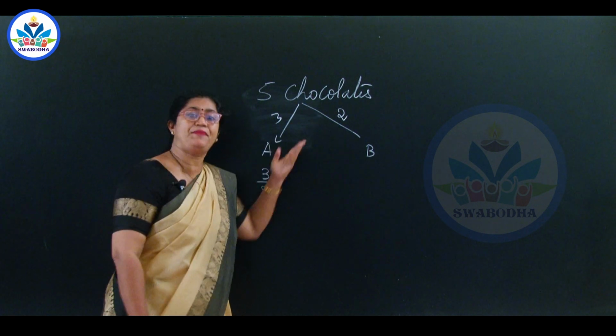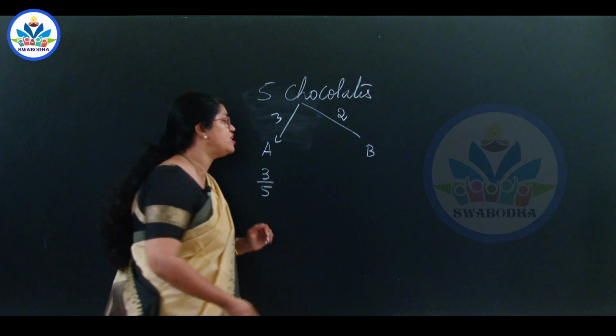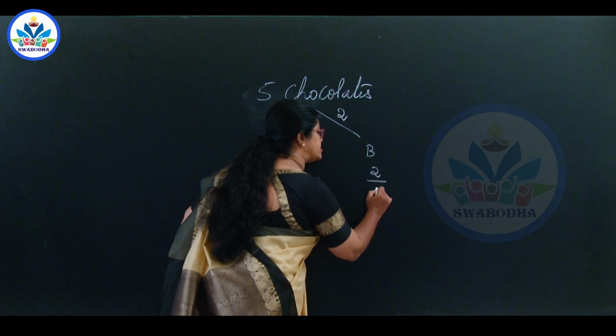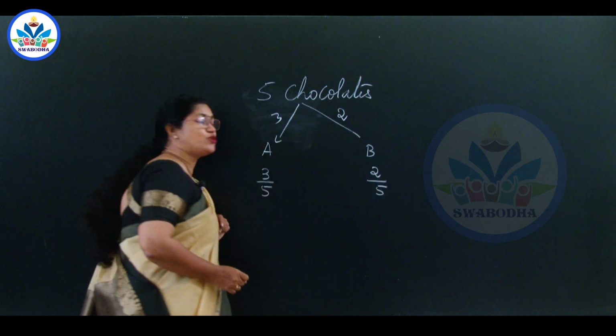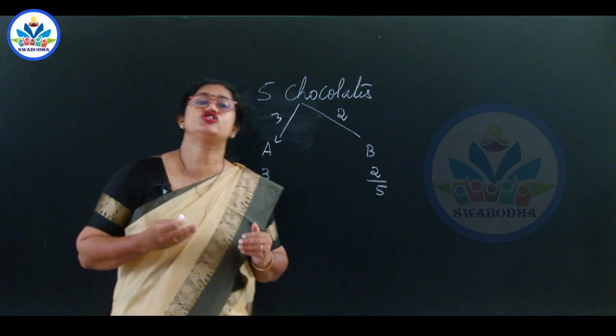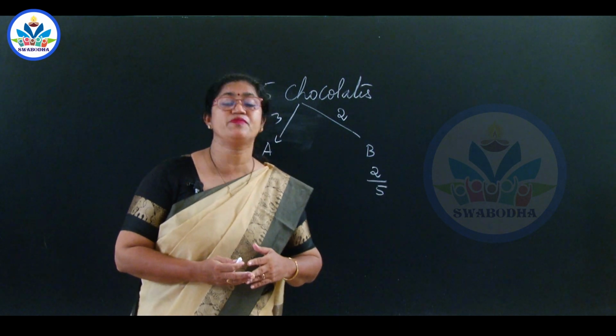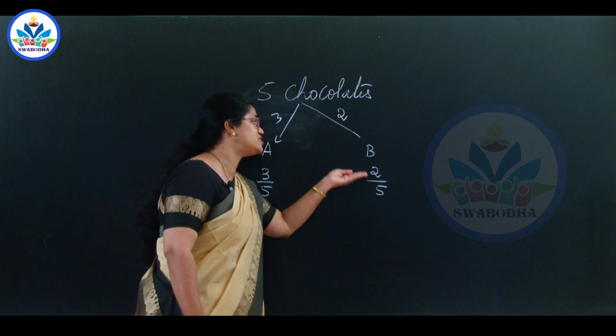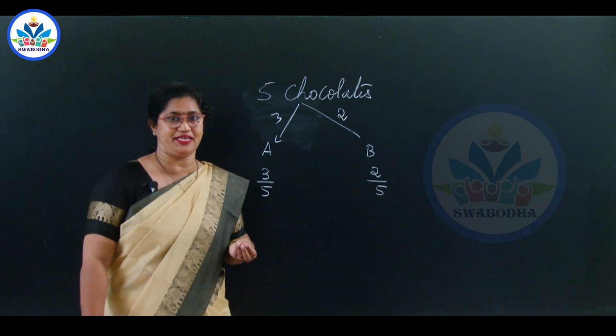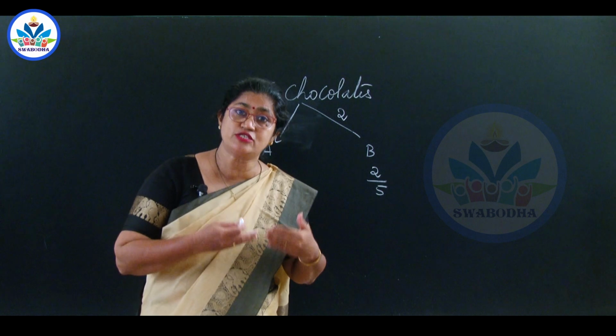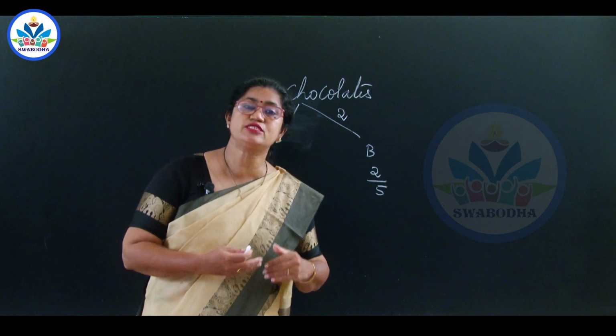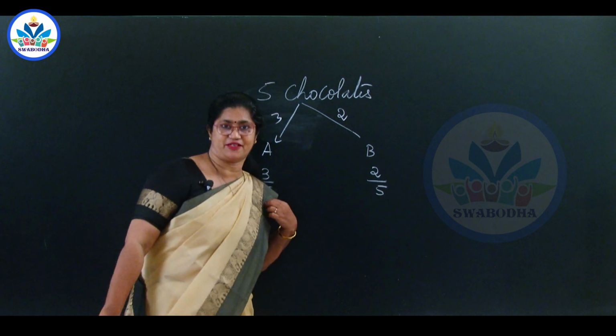Now, same way if I say what is the share of B? B gets 2 chocolates out of 5. So, again I can say that 2 by 5 is a fraction which represents, we are comparing one quantity with the total quantity, and that is why it is a fraction.